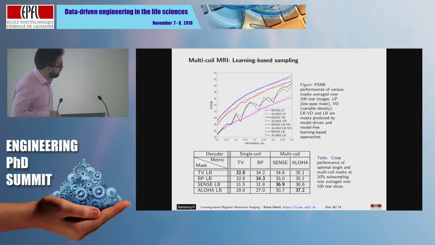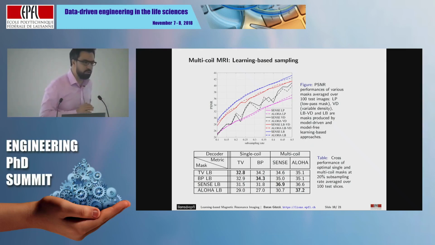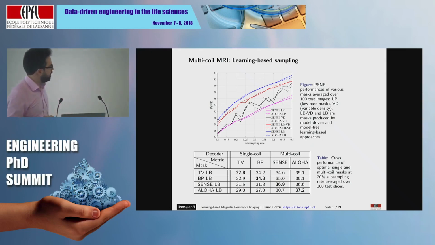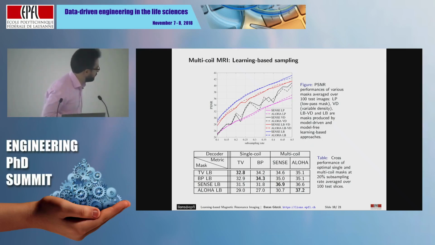And here in this table, we check the performances for a fixed rate, 20%. And there are important things to notice here. For example, on the rows, you see the masks that are optimized for different subsampling, different reconstruction algorithms. TV and basis pursuit are for single coil, Sense and Aloha for multi-coil. And on the columns are different reconstruction algorithms.